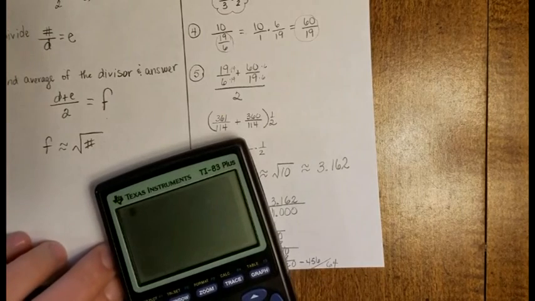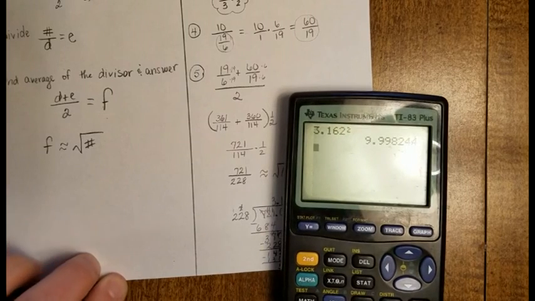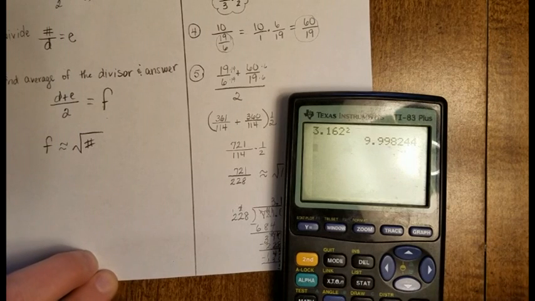put in 3.162, square it, and I end up with 9.998, which is very close to 10. And so we have a 5-step process for approximating a square root without the use of technology. Best of luck, because now you're going to try some.